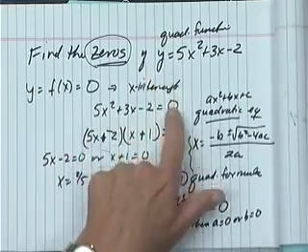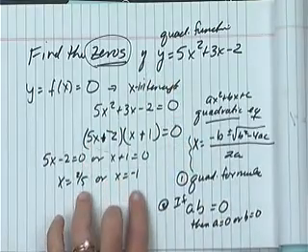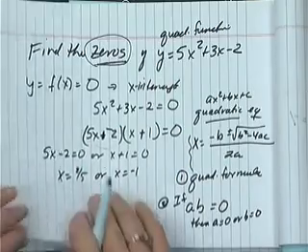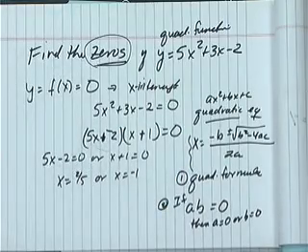But by letting the y value be 0, this is where the graph will cross the x-axis. Everybody got it? Okay.